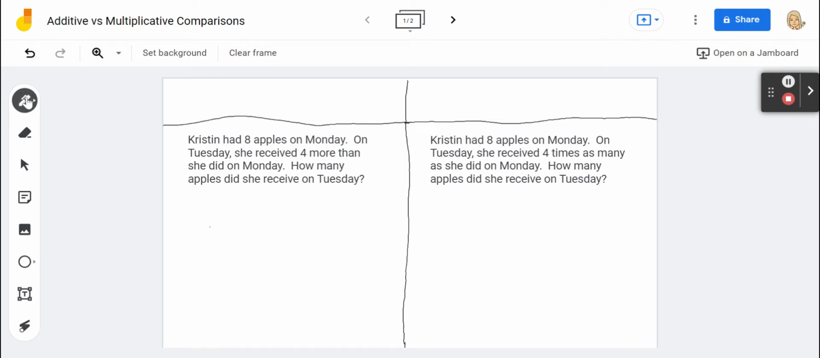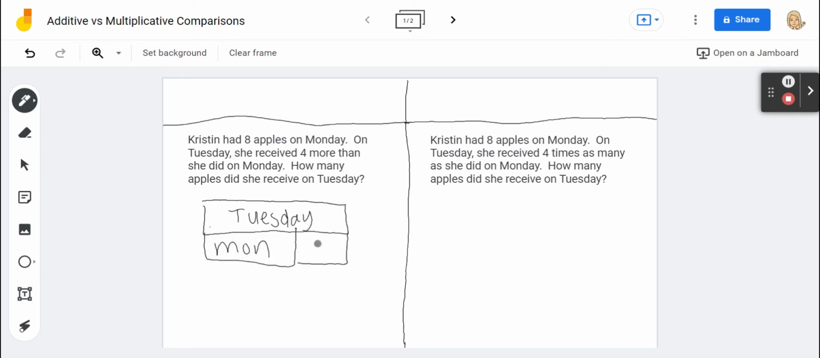Kristen had 8 apples on Monday. On Tuesday, she received 4 more than she did on Monday. How many apples did she receive on Tuesday? We could think about a bar model when we think about this problem. So the total apples that Kristen had on Tuesday would be our total amount. To figure out how many that is, we're going to take however many she had on Monday, and then it said 4 more.